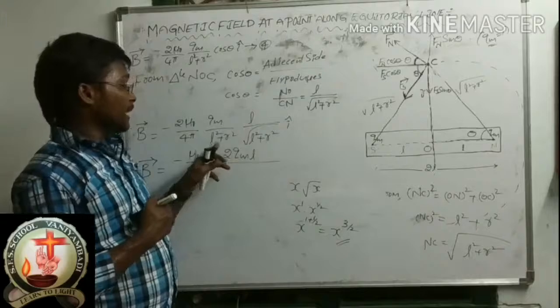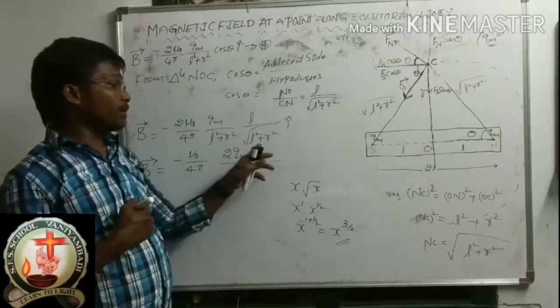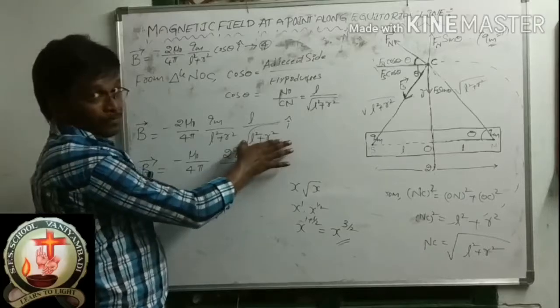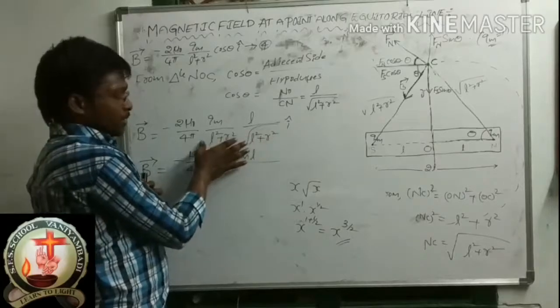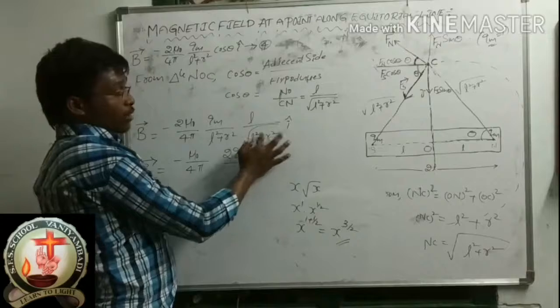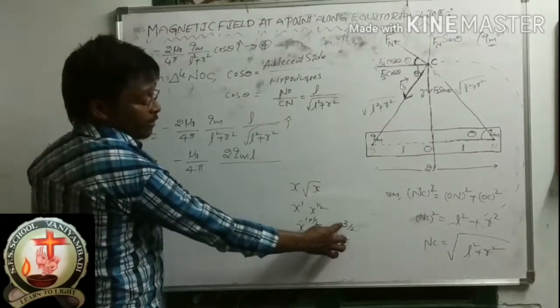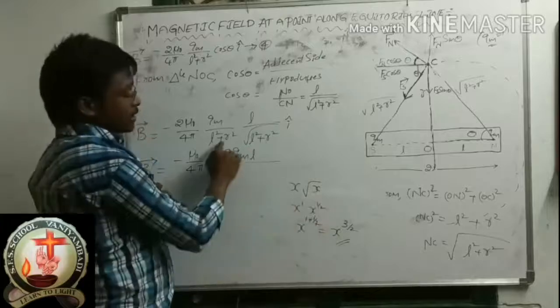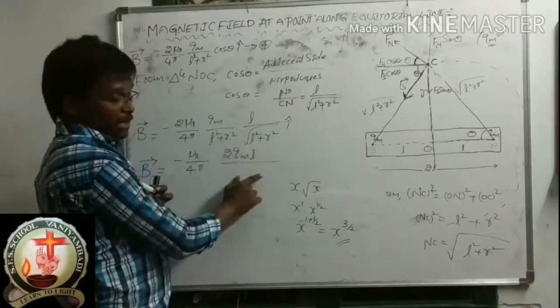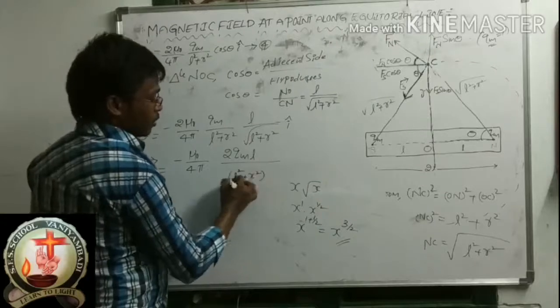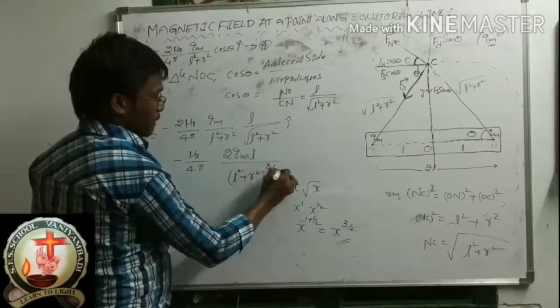Here, L square plus R square into under root L square plus R square. Here x means L square plus R square, and root x means under root L square plus R square. So what is the final? X power 3 by 2. So here also we can write L square plus R square whole power 3 by 2.